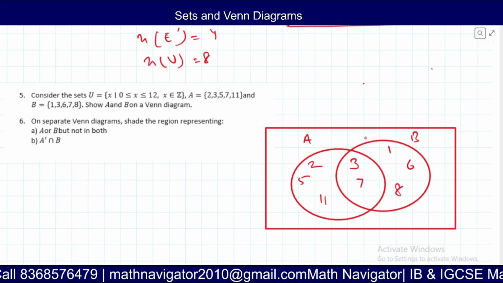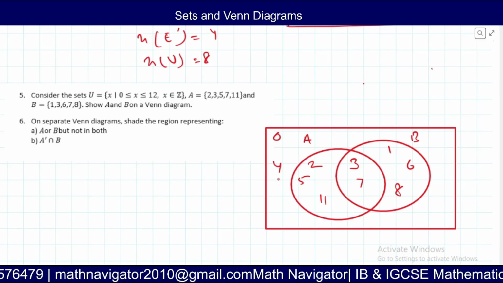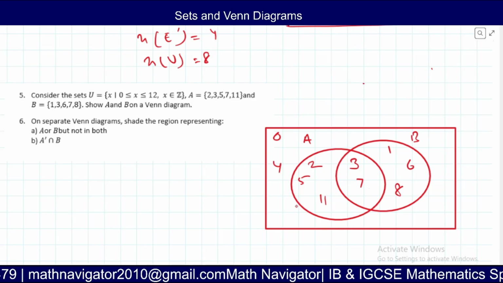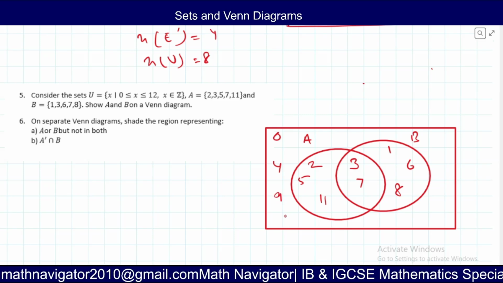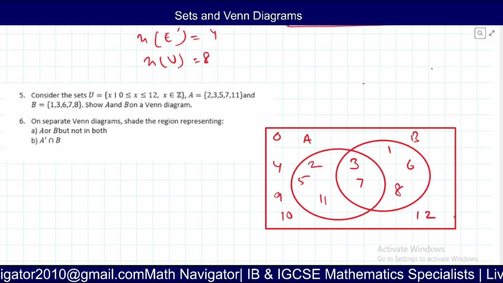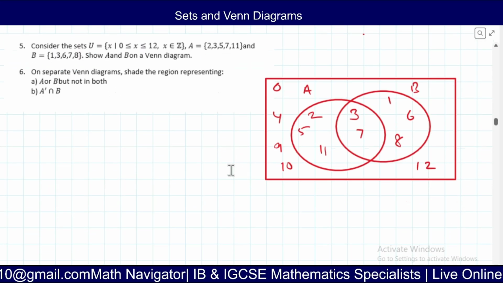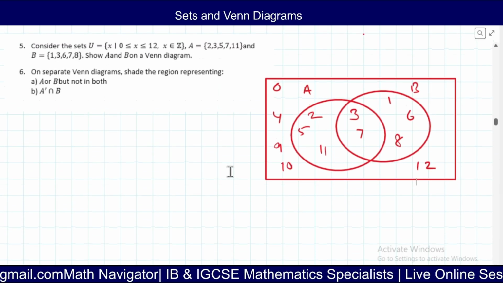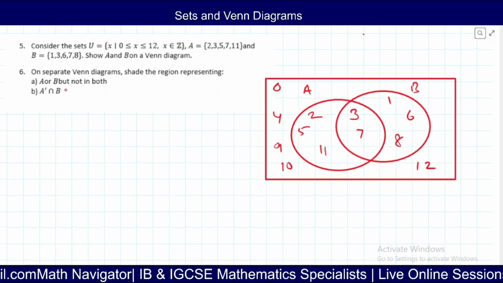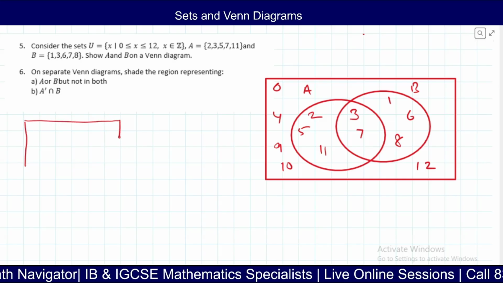Right. So now 0, I have 1, 2, 3, 4, 5, 6, 7, 8, 9. And then I have 10. And then I have 12. So this is the representation of it in the Venn diagram. Now on a separate Venn diagram, shade the region representing A or B but not in both. So that means something like this.